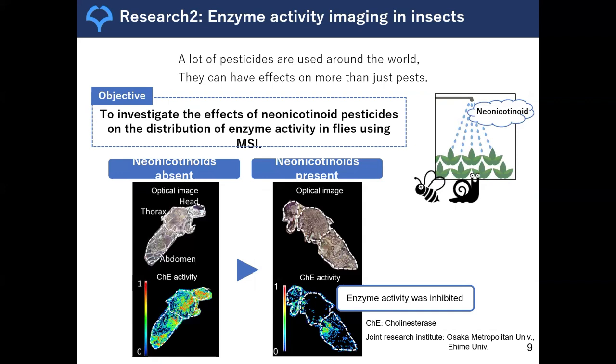The second is enzyme activity imaging of insects. Many pesticides are used in the world, and they can have effects on more than just pests. However, whether neonicotinoids affect the distribution of enzyme activity in non-target organisms has not been investigated. Therefore, we visualized the effect of neonicotinoids on the distribution of enzyme activity by mass spectrometry imaging using the model organism Drosophila melanogaster. This analysis revealed that neonicotinoids inhibit enzyme activity in the fly head.